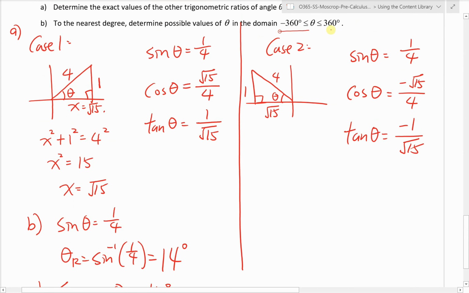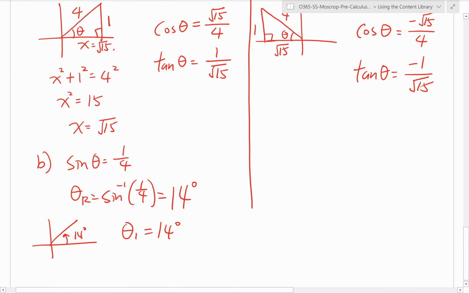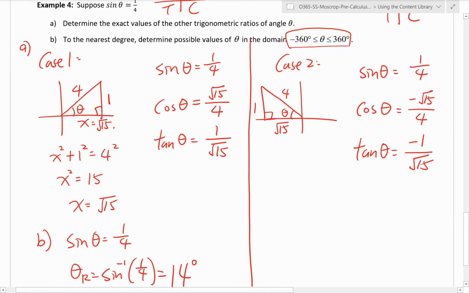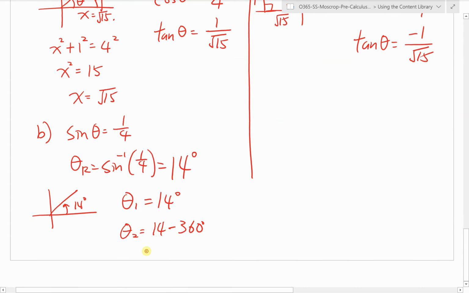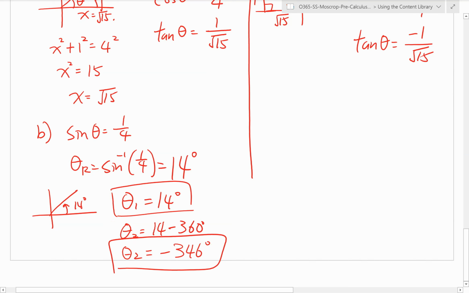Now, because we are looking at this domain, we need to find the coterminal angle with 14 degrees because they would have exactly the same properties. If I add 360 to 14, it's going to take us outside of this range, because it's going to be more than 360. So instead of adding 360, I'm going to take away 360, and I would end up with another answer. This will be negative 346. So there's my first answer, and there's my second answer. And that's for case 1.